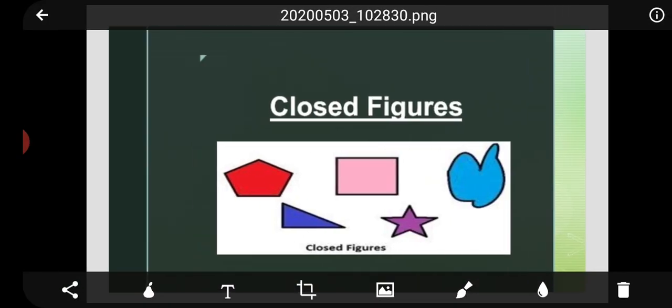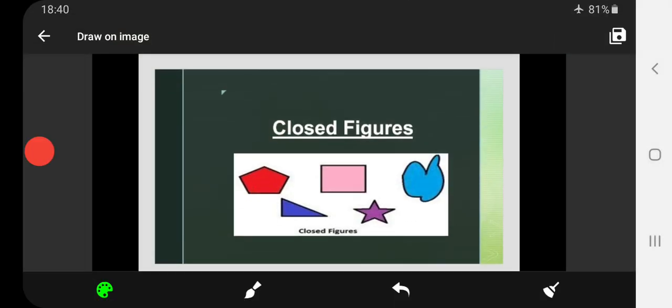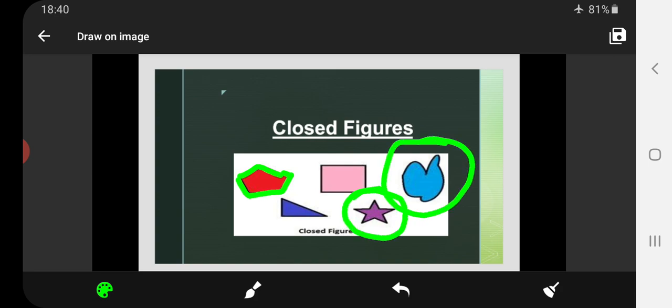Let's see. Here are some more closed figures. Closed figures always start from one point and end on the same point. If you talk about this pentagon, it starts from here and ends here too. It means there is no way from where you can enter into this pentagon. In the same way, the star is also a closed figure. This figure is also a closed figure. All these are closed figures.